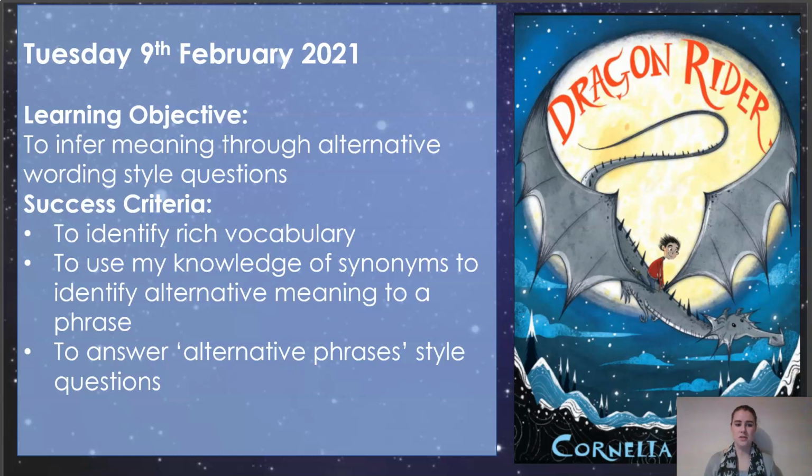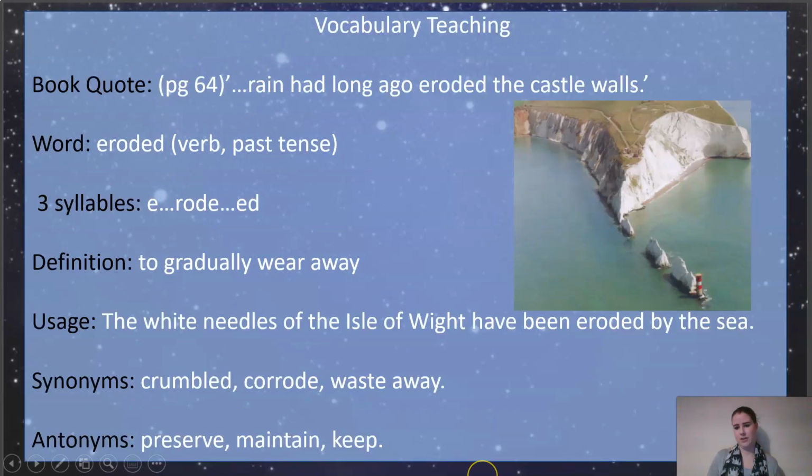You're then going to use your knowledge of synonyms to be able to identify alternative meaning within a phrase. So if I gave you one phrase that might suggest one thing, you need to find another phrase that means the same, but obviously it's going to be worded slightly differently. And then you're going to have a go at answering some of those types of questions on your own. So let's have a look at our first piece of vocabulary for today.